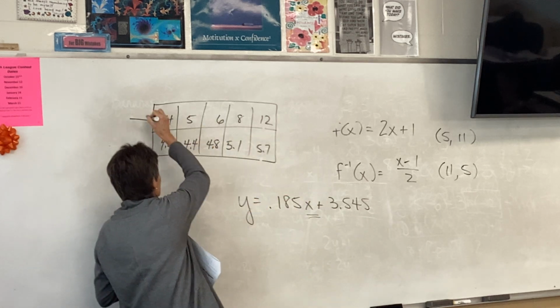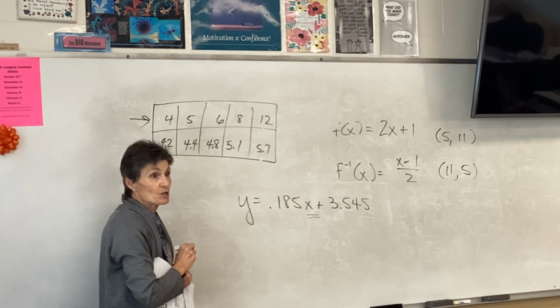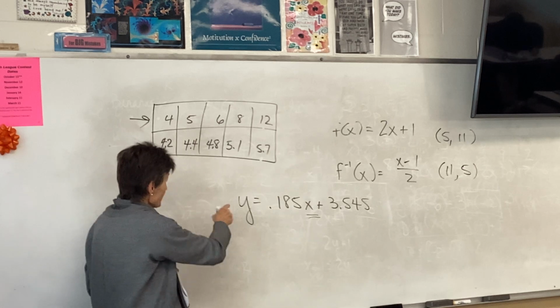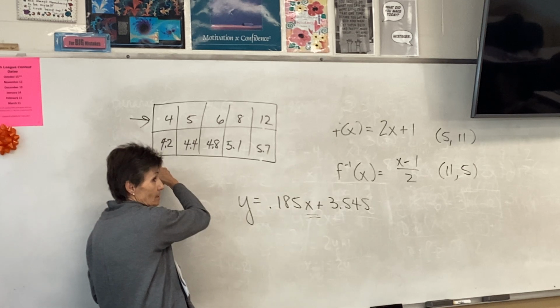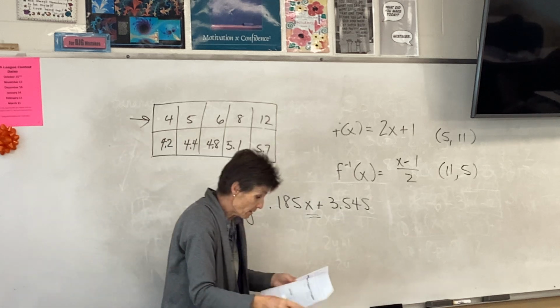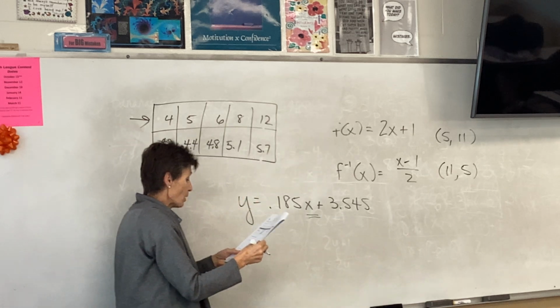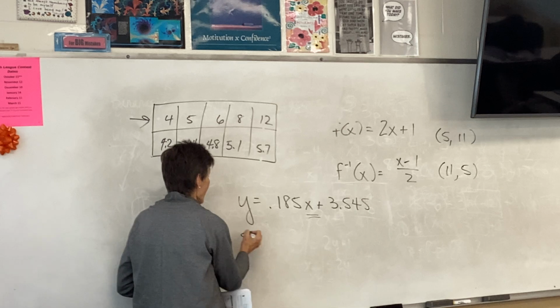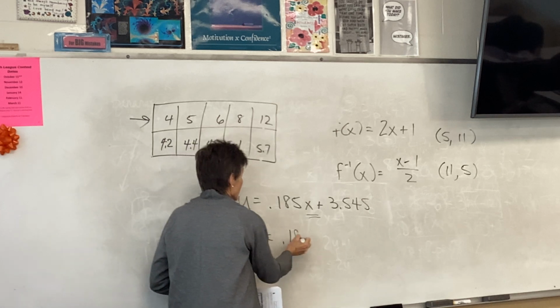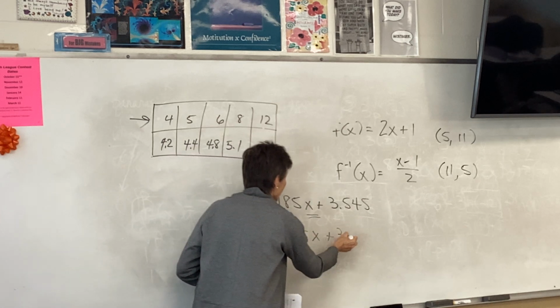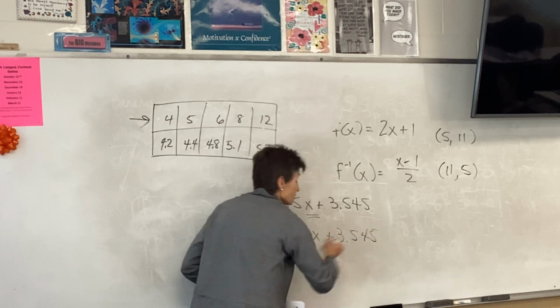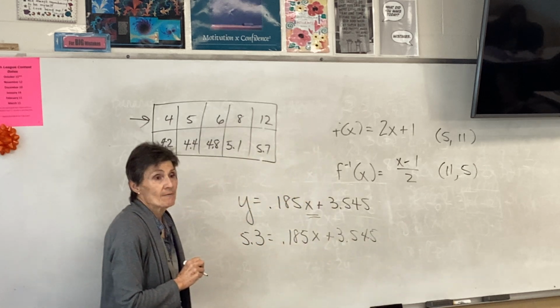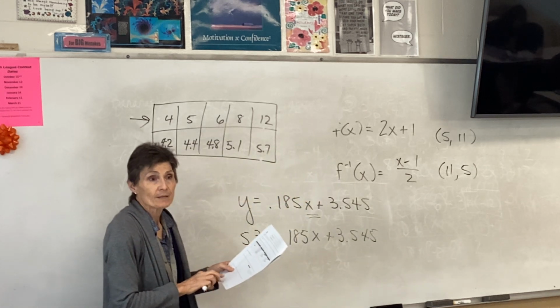The age of the baby. And what does y represent? The weight of the baby. So in problem C, the weight of the baby is 5.3. So can we solve this equation? And that will tell us the age of the baby.